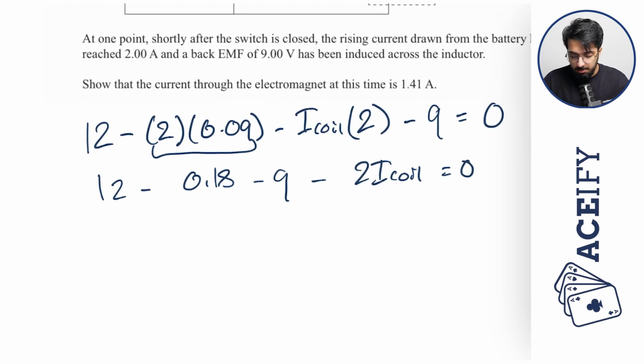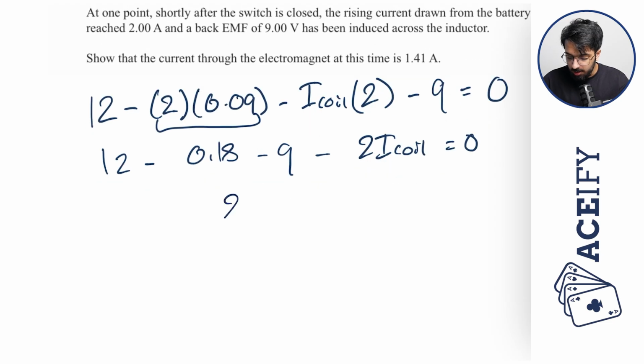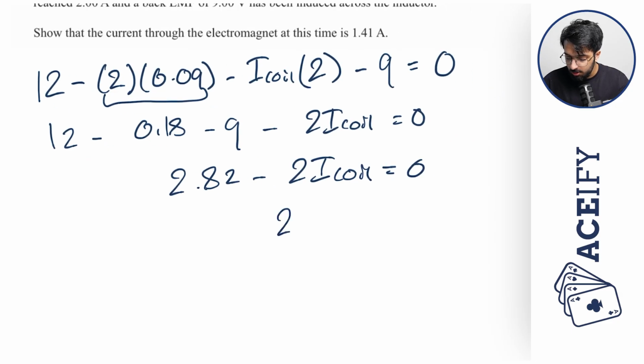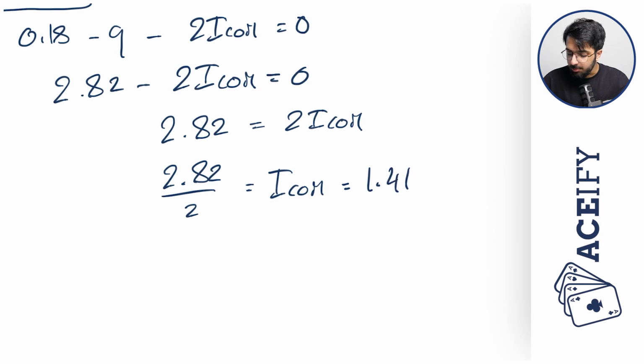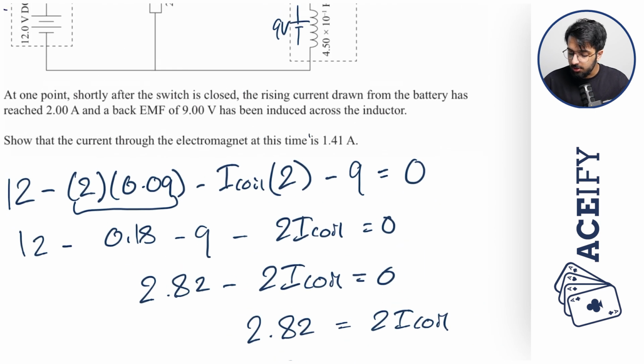And so 12 minus 0.18 minus 9 is equal to 2.82 minus 2 times the current through the coil, and that's all equal to 0. And so therefore 2.82 is equal to 2 times the current through the coil. And so therefore 2.82 divided by 2 is equal to the current through the coil, and that is equal to 1.41 amps. And as you can see, that is the value that we're trying to find.